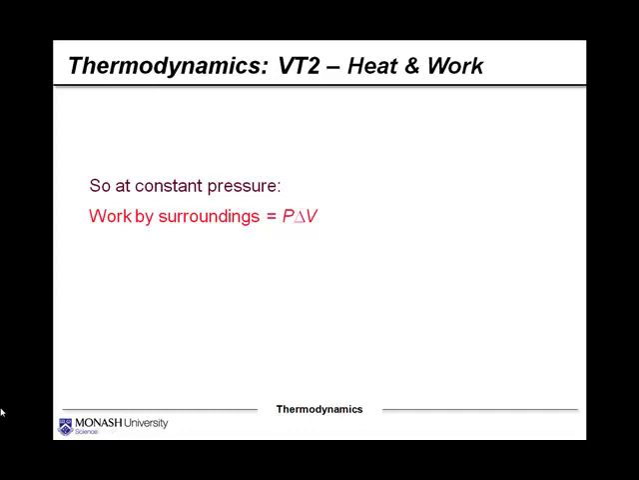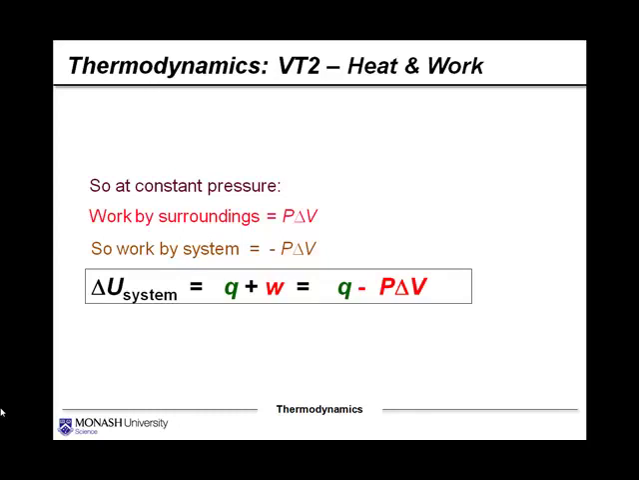Okay, so let's think about this. At constant pressure, the work by the surroundings must have been the pressure multiplied by the change in volume. So the work by the system was equal but opposite in sign to that. And so the change in the internal energy of the system must look something like this.